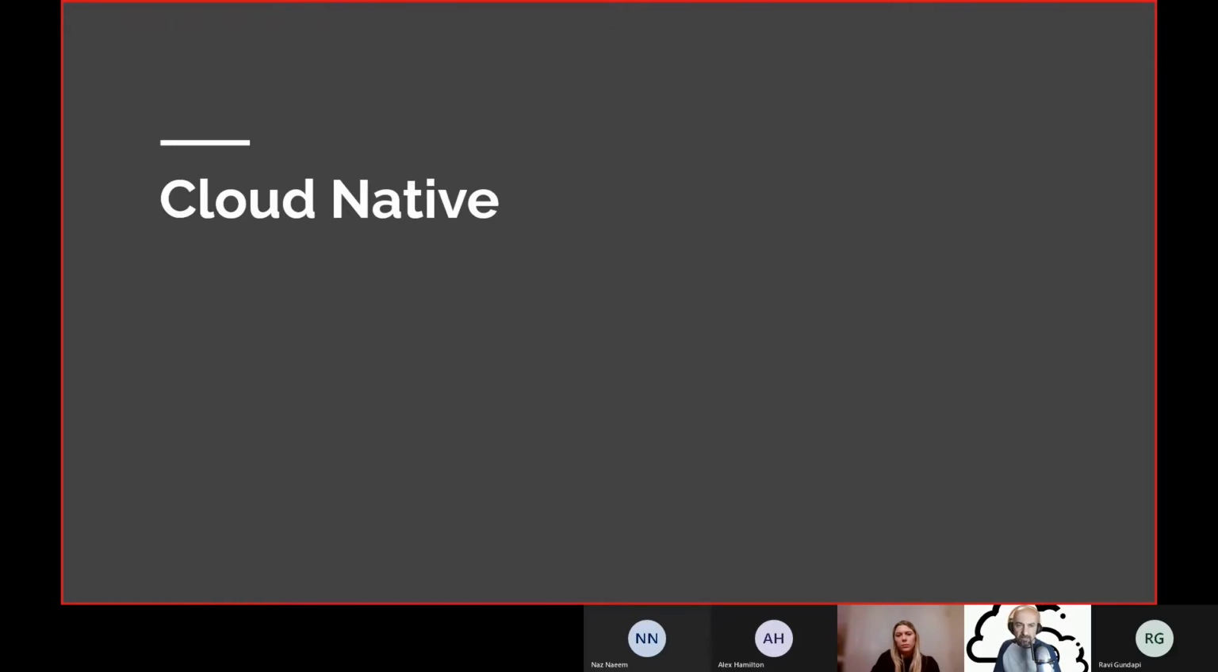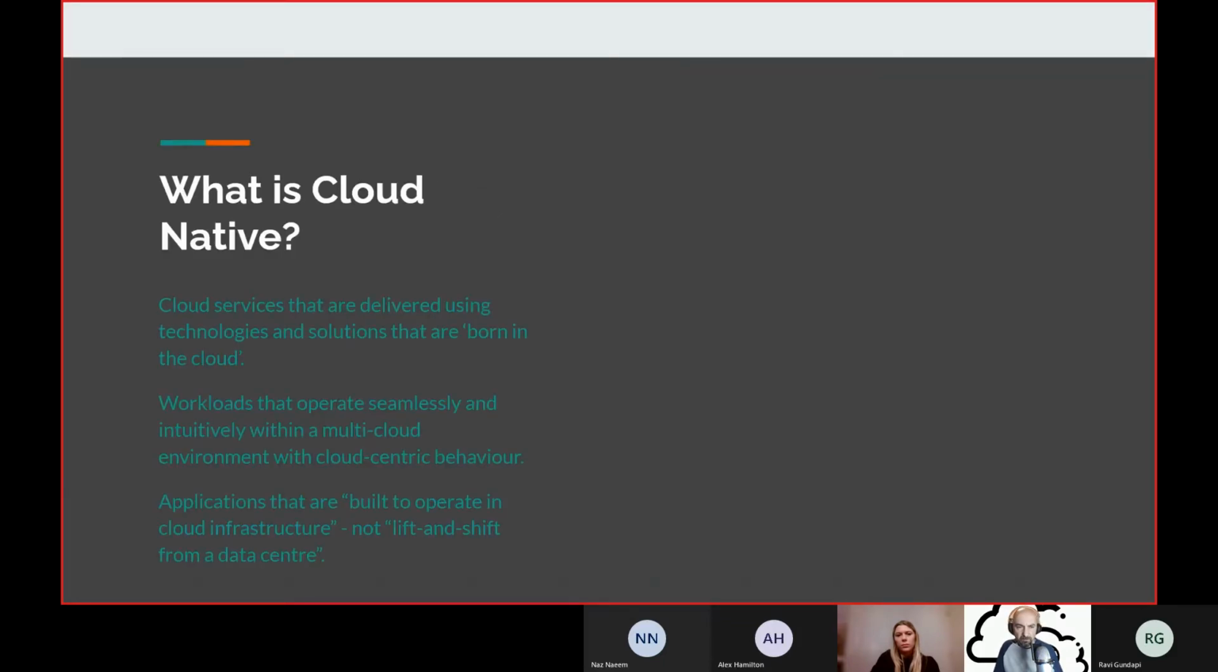So what is cloud native and how does it fit into all of this? Well, cloud native is really all about services that are delivered using technologies and solutions that are born in the cloud. So workloads operate in a seamless and intuitive way, understand how a multi-cloud environment actually works, and operate with a behavior that is cloud centric.